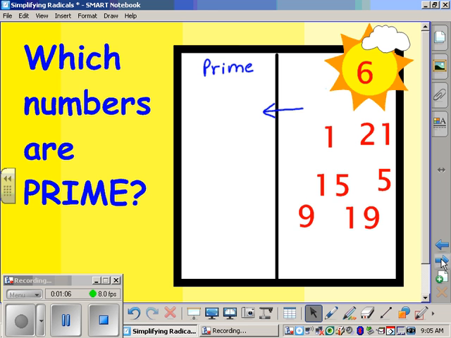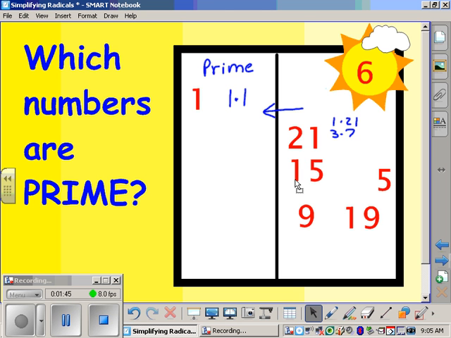Well, 1 is a prime number if its only factors are 1 and itself. And that is the case. The only numbers you can multiply to get 1 are 1 and itself. Is 21 prime? Well, we've got 1 and 21. We also have 3 and 7. So again, the definition of a prime number is a number that has only two factors, 1 and itself. But 21 has 4 factors, so 21 would be a composite number. It would not be considered prime.